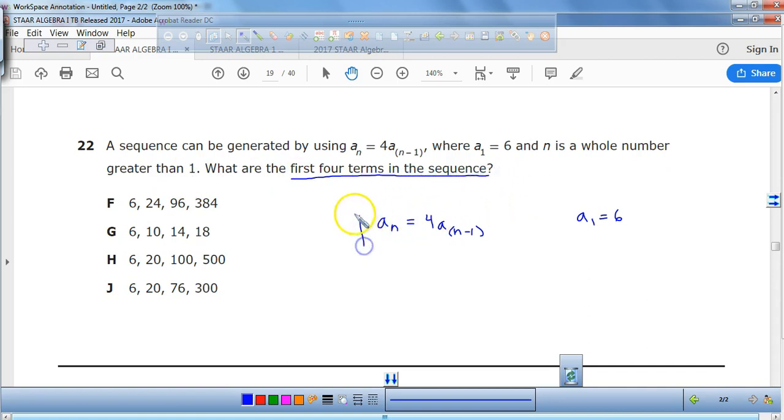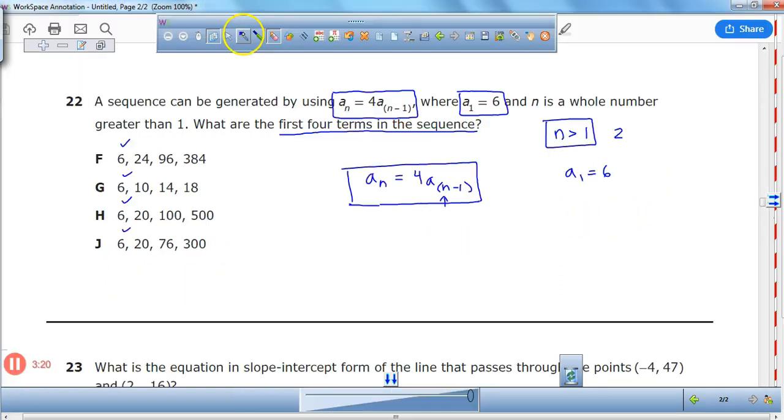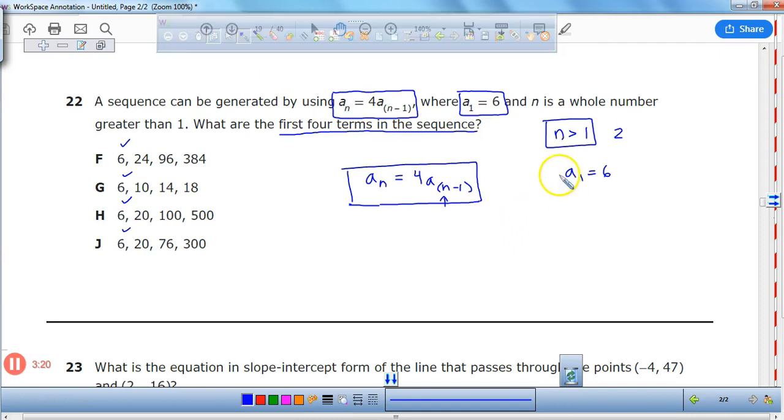Okay, so we're going to be taking this little formula right here. Okay, and it says n is a whole number greater than 1. So I'm going to put it's a whole number greater than 1. So what's the first whole number greater than 1? The first whole number greater than 1 is 2. That's the first whole number greater than 1. All right, what we're going to do is we're going to make a little table here, and we're going to start with a1 equaling 6. Okay. Now it says our n value is greater than 1. So the first number that's greater than 1, that's a whole number, is 2.